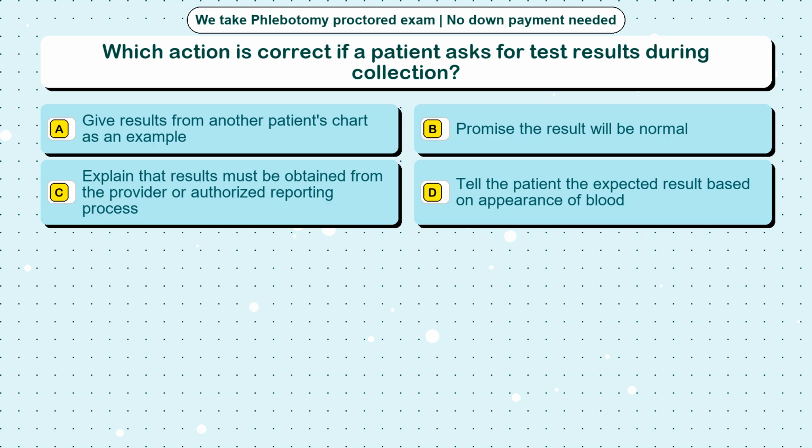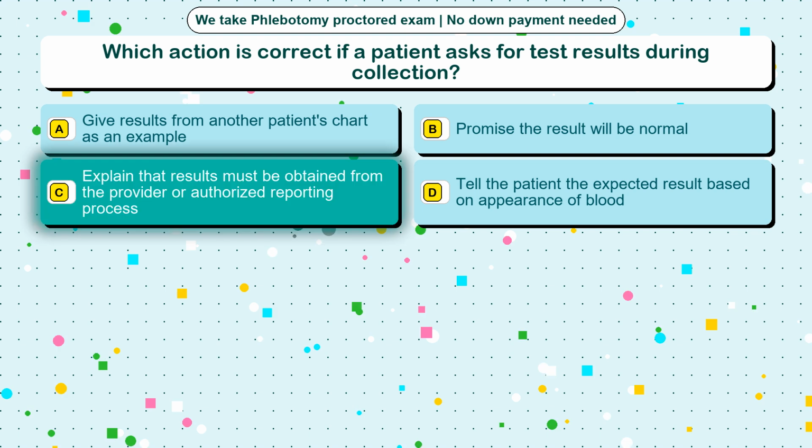Question 41. Which action is correct if a patient asks for test results during collection? Option A. Give results from another patient's chart as an example. Option B. Promise the result will be normal. Option C. Explain that results must be obtained from the provider or authorized reporting process. Option D. Tell the patient the expected result based on appearance of blood.